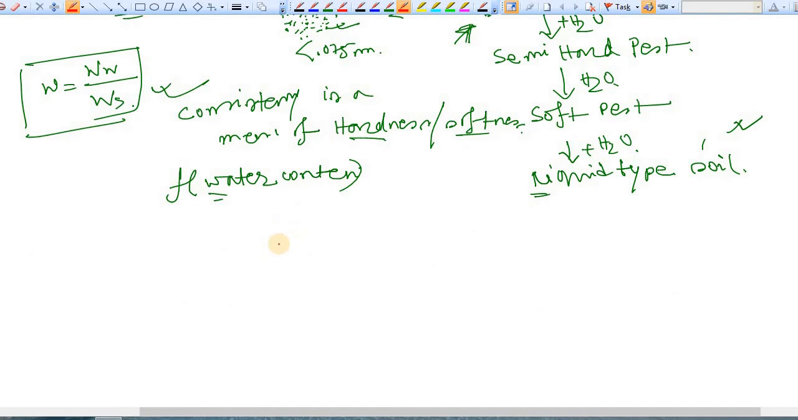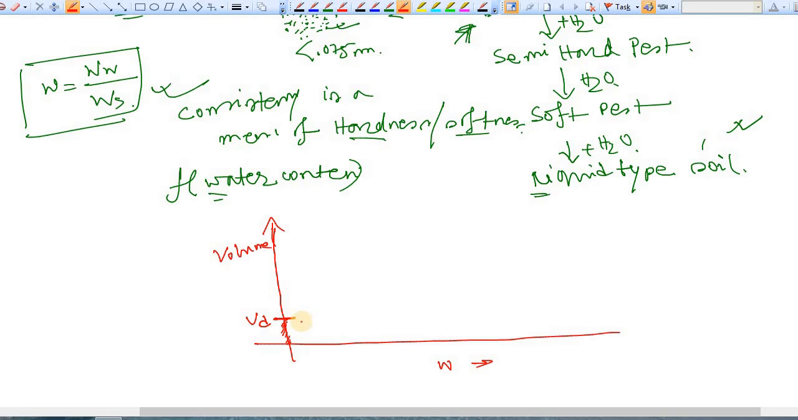Now if you try to plot this water content against the state of your soil, let's say this is your water content and this is the volume. Initially you have some powdered clay in dry form, so let's say the volume was Vd, corresponding to the dry volume of your clay. Then you add some water, which makes it a very hard paste. As you increase the water content, the volume also increases. Then it becomes semi-hard. Then you increase the water content again and it becomes a soft paste. Then you increase it further and it makes your soil liquid.